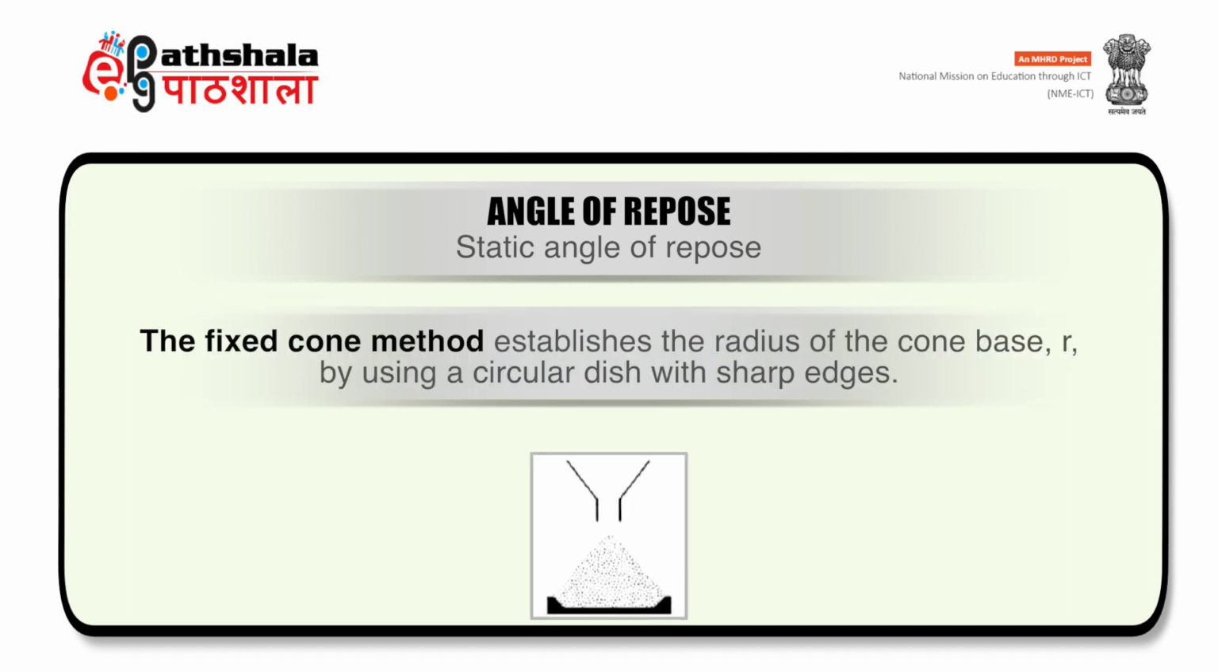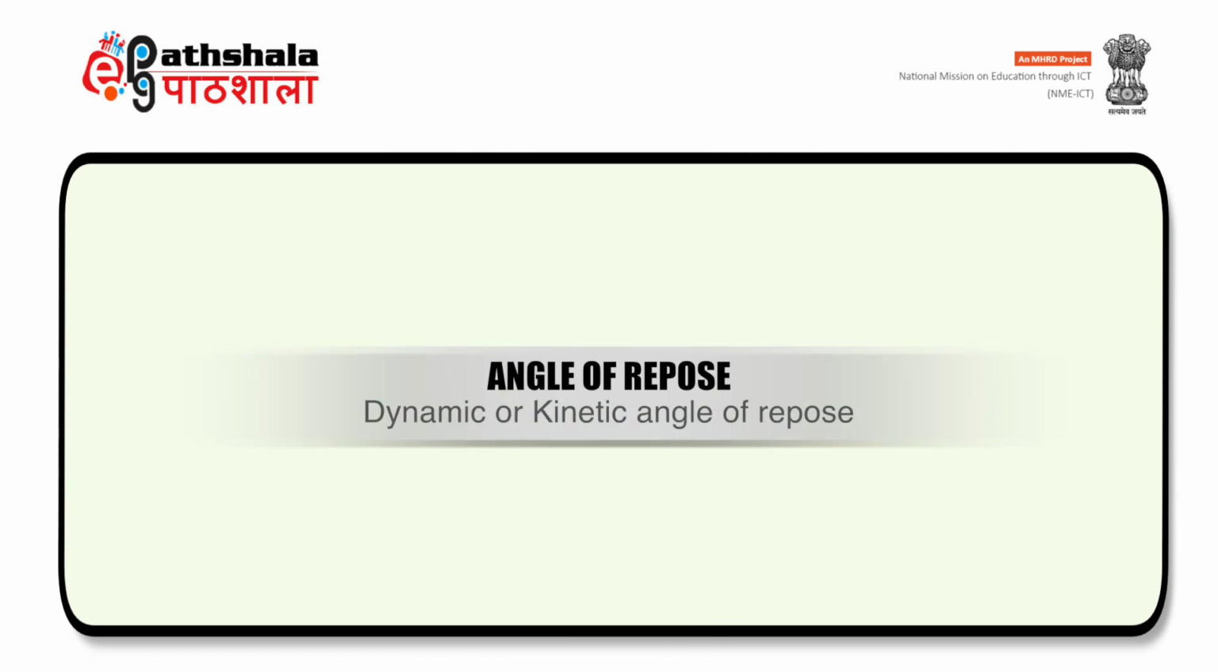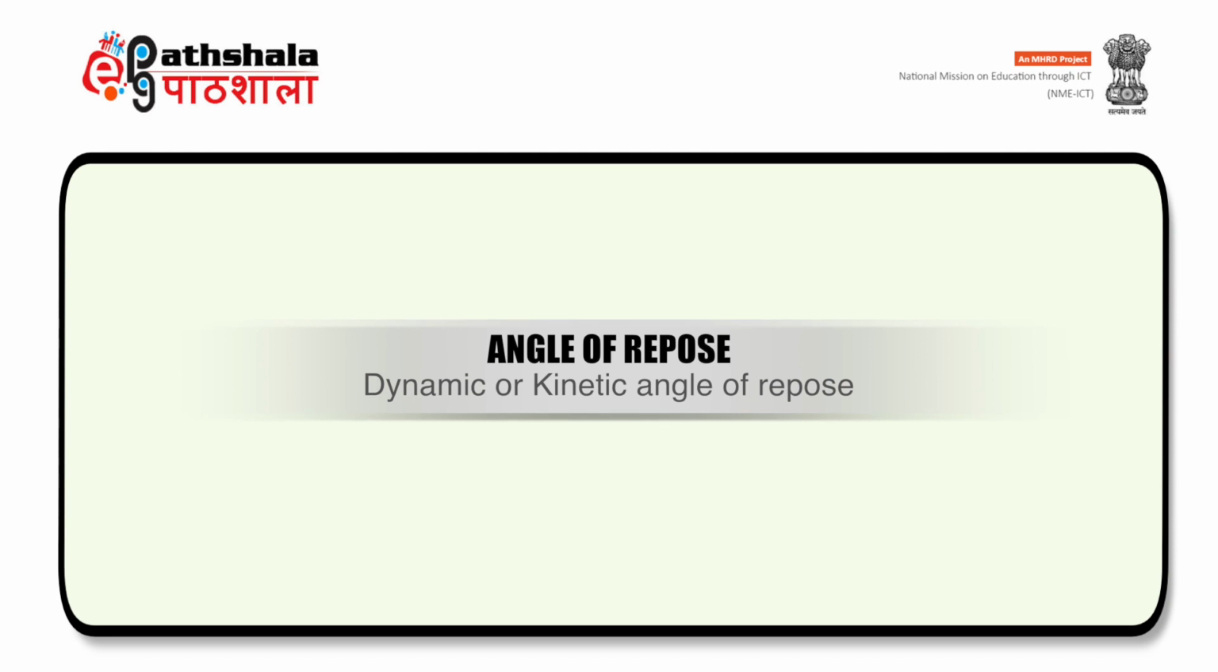The fixed cone method establishes the radius of the cone base r by using a circular dish with sharp edges. Powder is poured onto the center of the dish from a funnel that can be raised vertically until a maximum cone height h is obtained. The angle of repose is calculated as before. Dynamic angle of repose, also called kinetic angle of repose, is preferred since it most closely mimics the manufacturing situation in which the powder is in motion.